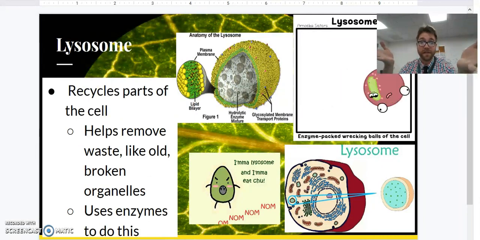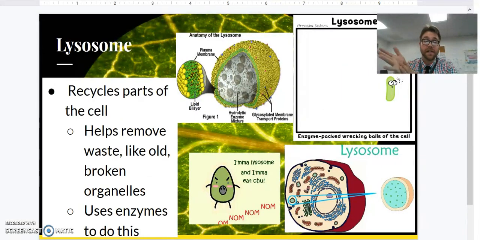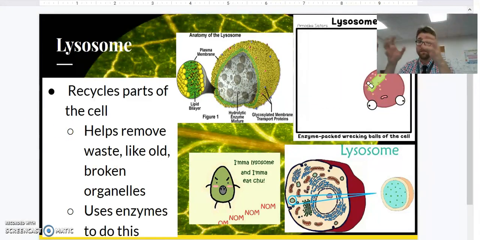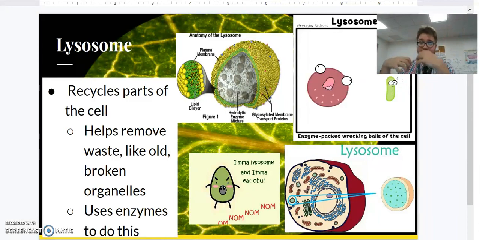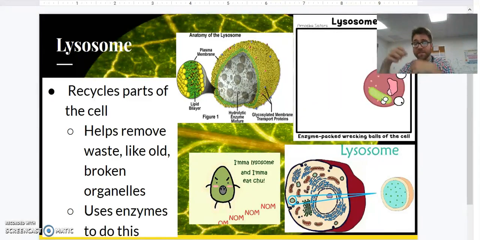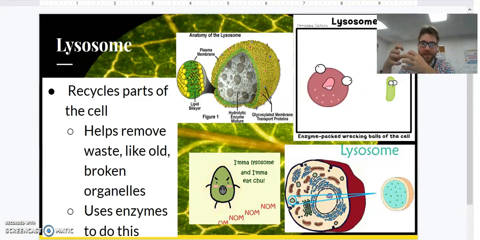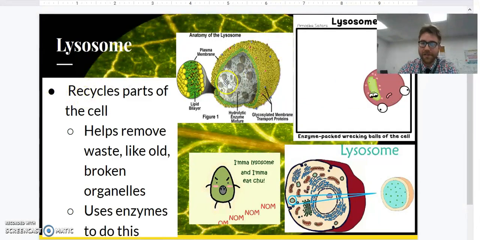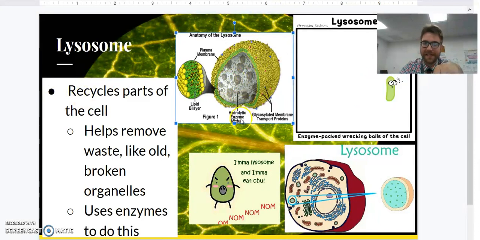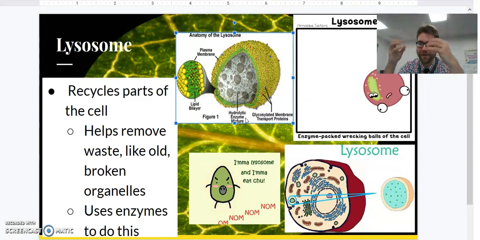Alright, now an opposite of building would be destroying, right? And we have one organelle that does that, the lysosome. The lysosome recycles old parts of the cell. Anything that's old or broken, it uses catalytic enzymes to break apart these broken parts, these broken proteins, these broken organelles. And what it usually does, it absorbs it first. And then you can see here in this picture, the inside of a lysosome has these hydrolytic enzyme mixtures, and these usually tear things apart.